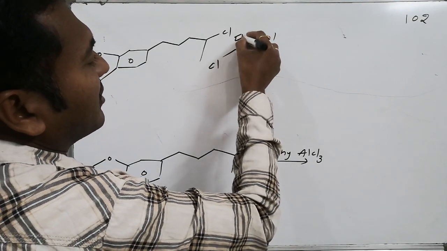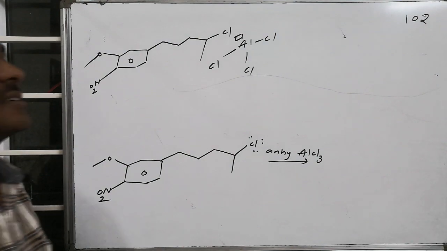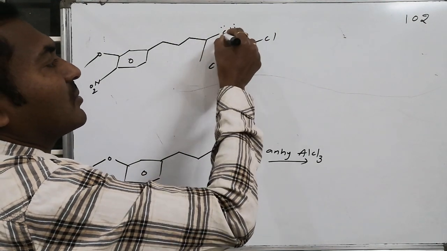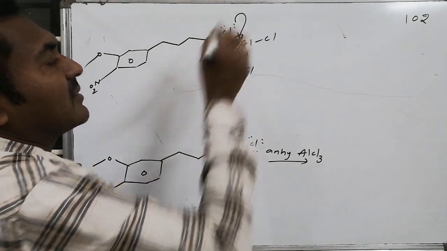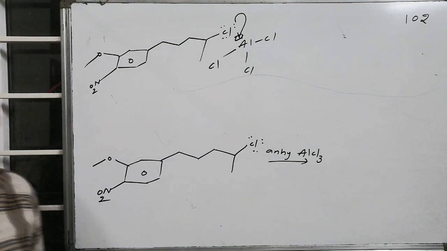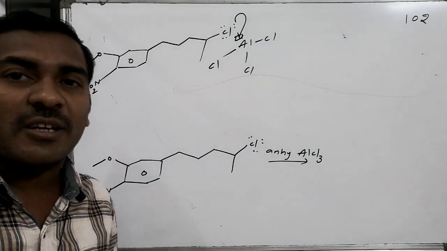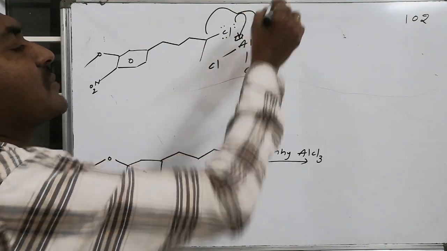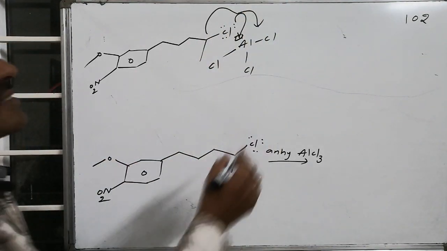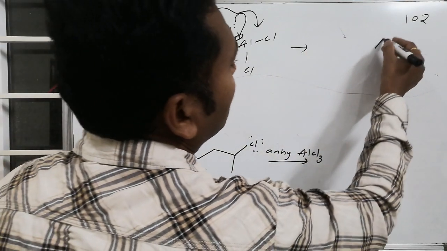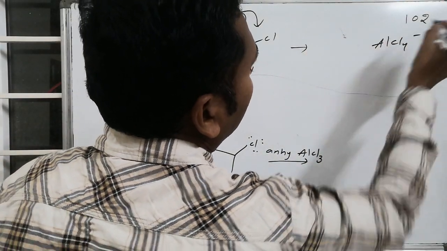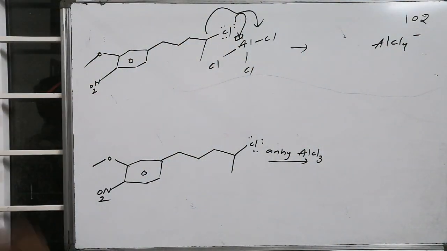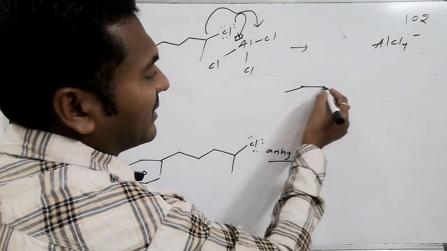AlCl3 has vacant orbitals because it is electron deficient, whereas chlorine has lone pairs. The electron density present on the chlorine is given towards the vacant orbital present on the aluminium. As a result, this whole system cleaves from the alkyl chain as AlCl4 minus. Thus, it results in AlCl4 minus followed by the initial one as our cation.